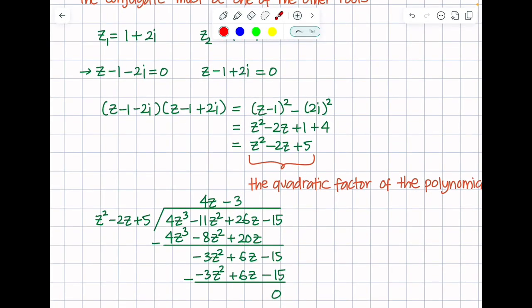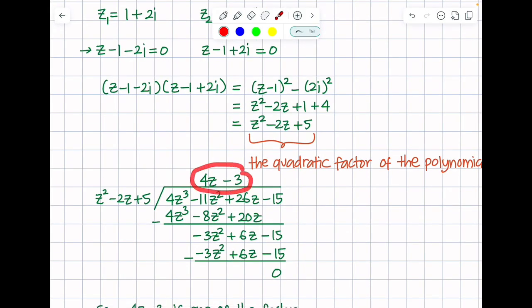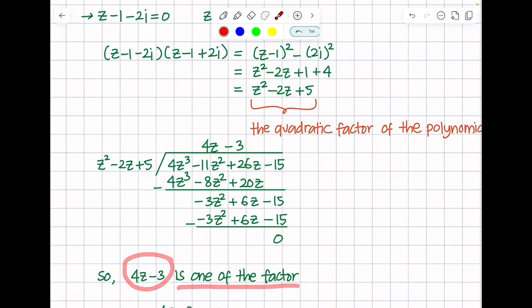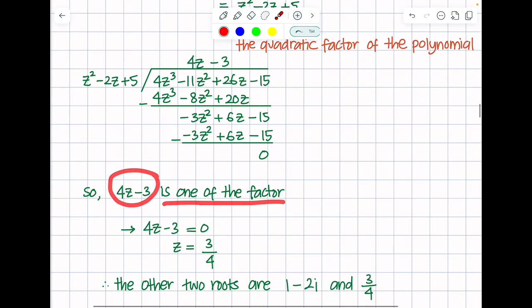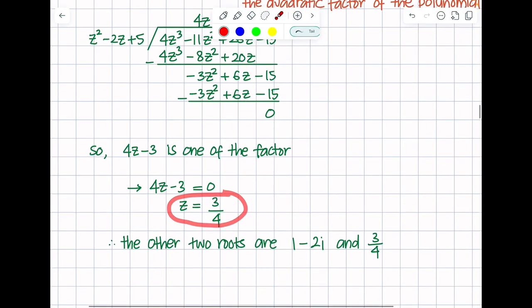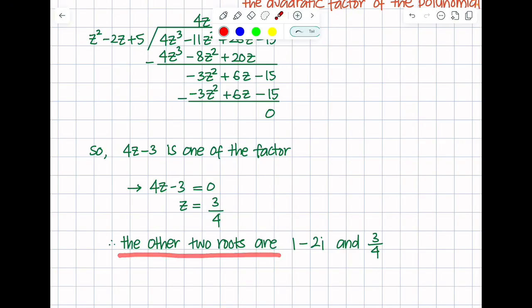The 4z cubed minus 11z squared plus 26z minus 15 divided by z squared minus 2z plus 5, and then we get 4z minus 3. So 4z minus 3 is one of the factors. This is the linear factor from our polynomial. So z is 3 over 4. Therefore, the other two roots are 1 minus 2i and 3 over 4.